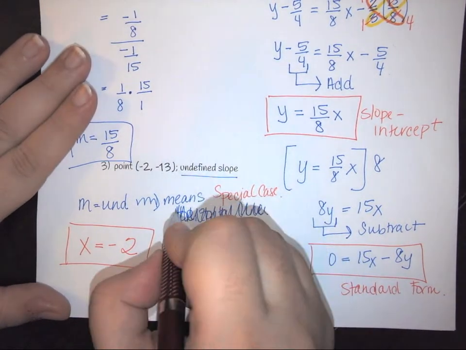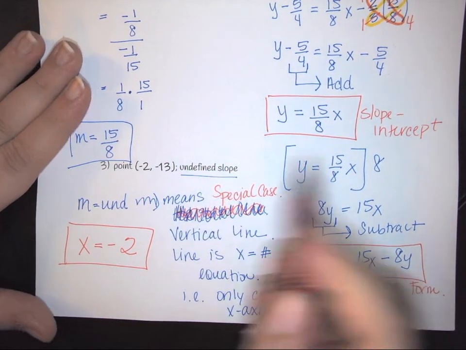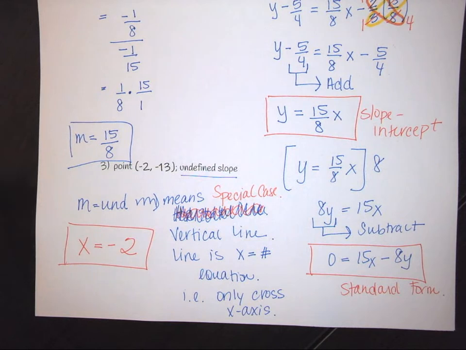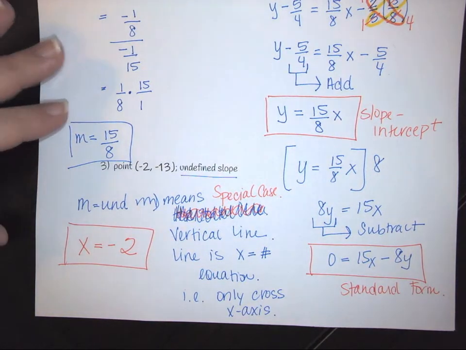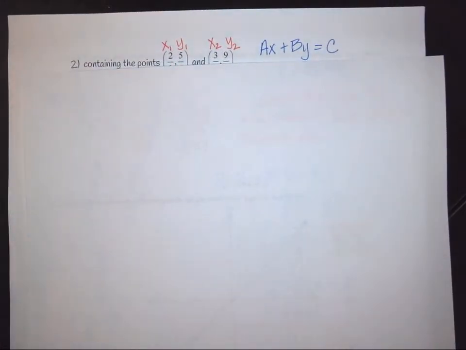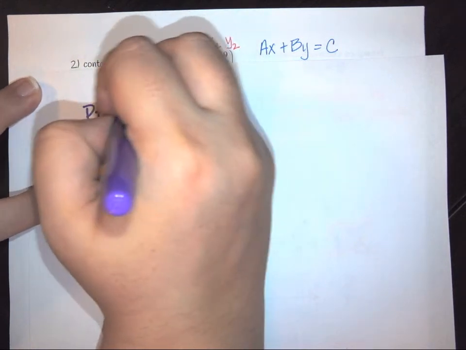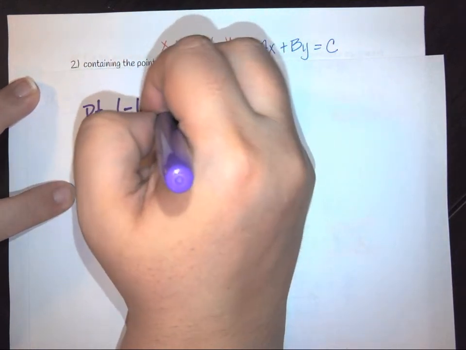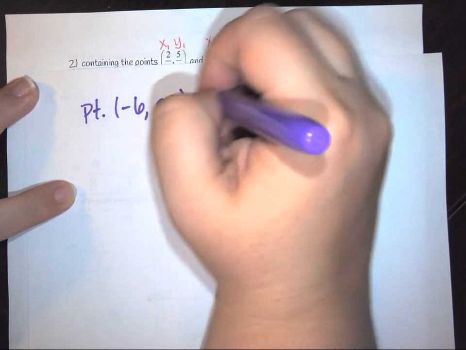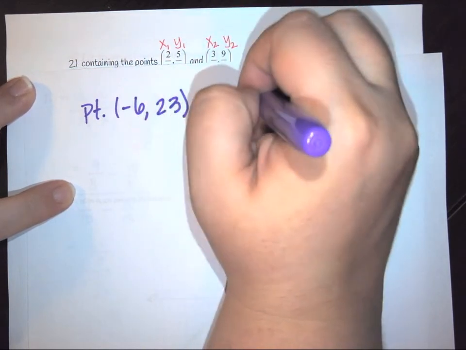Now, what I was saying by mistake earlier is that what happens if I gave you a slope of 0? So let's say I told you that you had the point -6, 23, and your slope was 0.